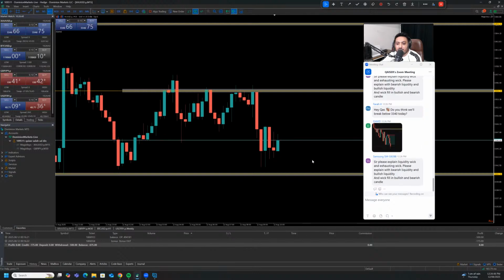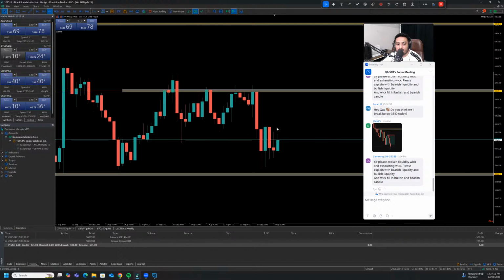Hey guys, do you think we will break below 3340 today? Yeah, I think so. With the CPI, and if it breaks below and continuously pushes to the downside, then I will tell myself that it's already priced in. So then I will need to wait for some new structure to be formed.